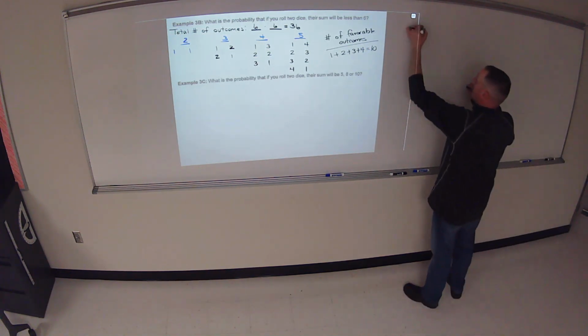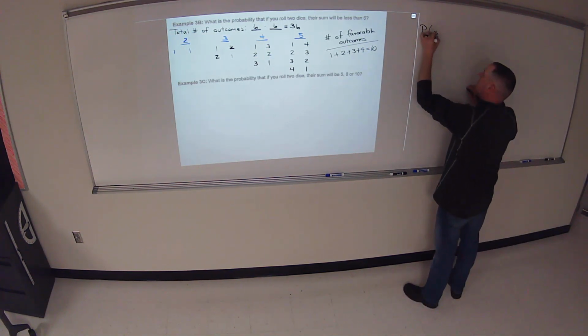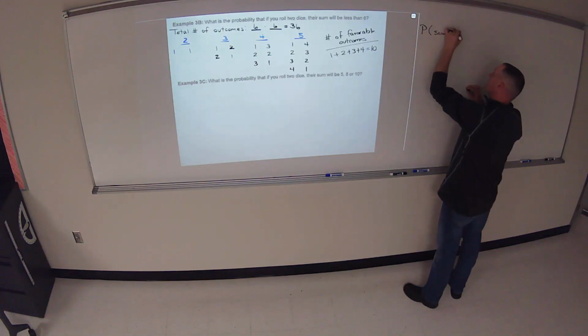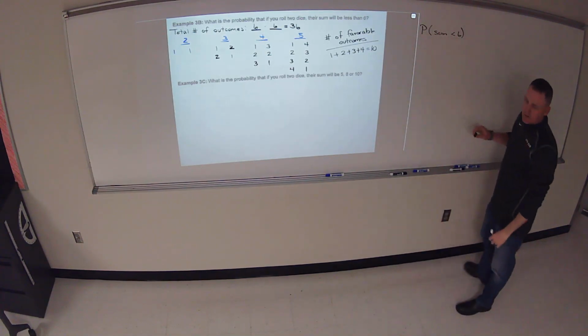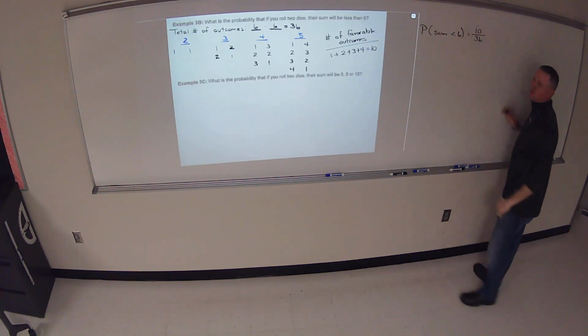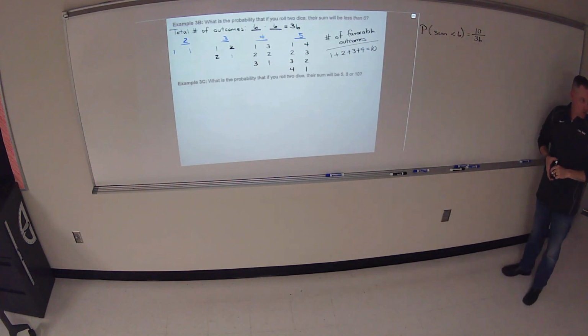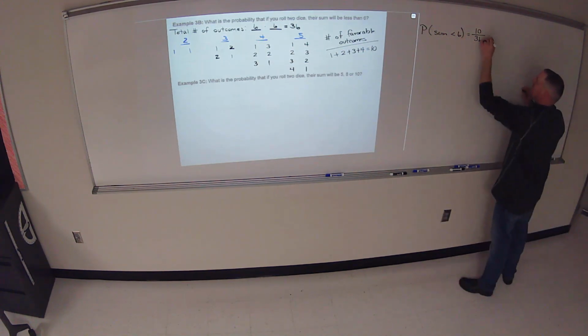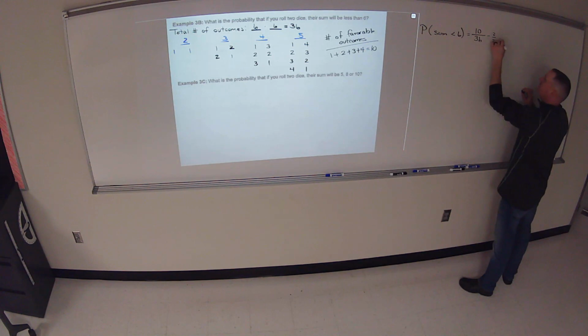So the probability of a sum less than 6 is what? 10 over 36. Of course, what are we going to have to do with that fraction? Reduce it. Divide by 2, it's 5 over 18.